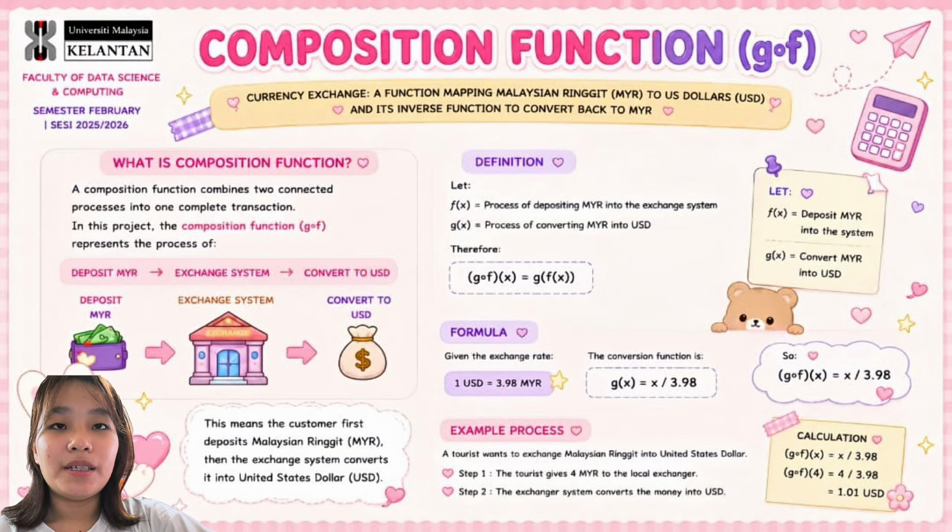In conclusion, the composition function shows the process of converting MYR into USD, while the inverse function reverses the process and converts USD back into MYR. These two functions are related because they undo each other, which means f of f inverse of x equals x and f inverse of f of x equals x.